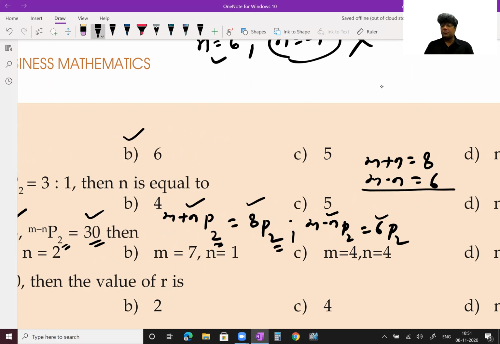And solving these two, you can get the value of n. Add these two, 2m is equal to 14 you are getting. So your m is equal to 7. And now this m is equal to 7 you will put here. You are getting n is equal to 1. This is your answer.